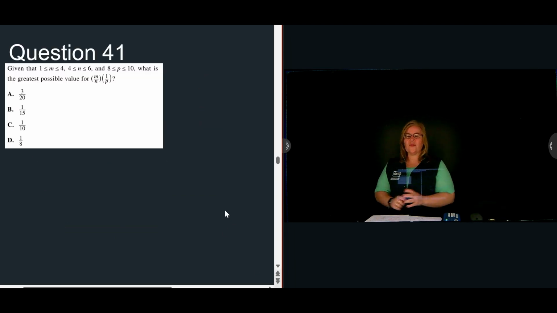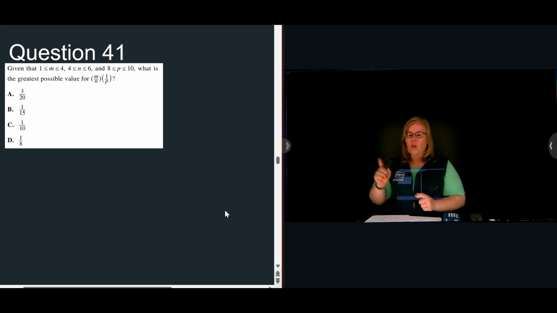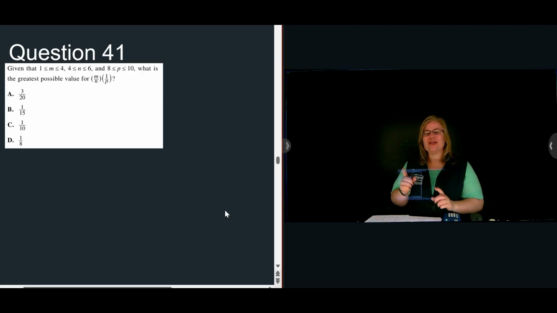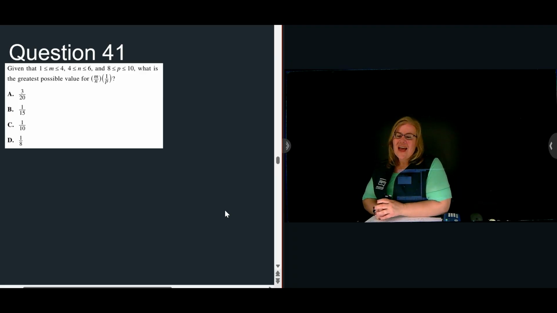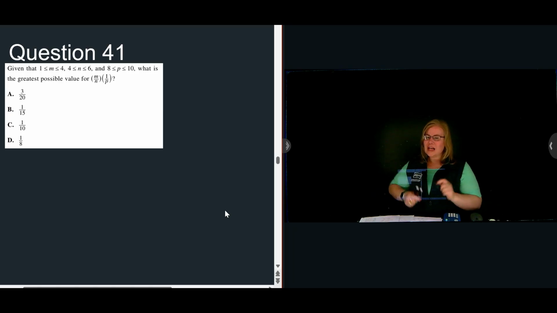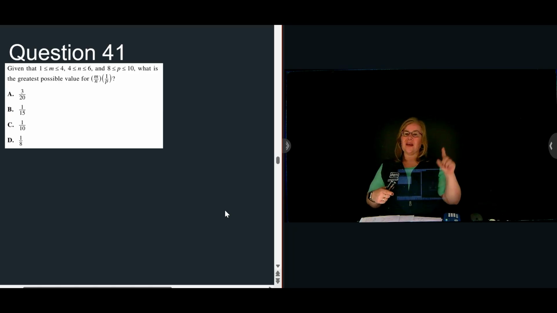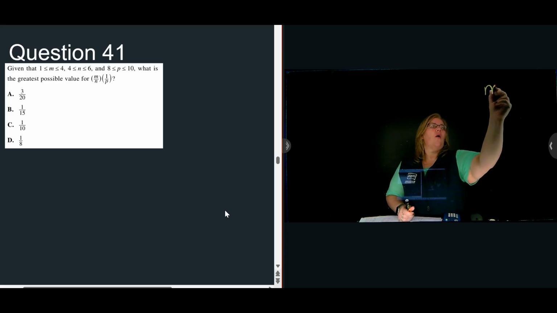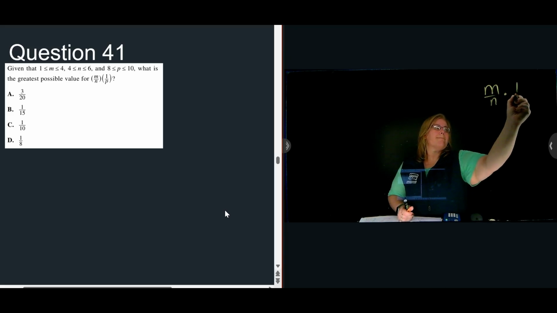Question 41 says, given that 1 is less than or equal to m, which is less than or equal to 4, and 4 is less than or equal to n, which is less than or equal to 6, and 8 is less than or equal to p, which is less than or equal to 10, what is the greatest possible value of m over n times 1 over p? So I'm going to go ahead and write that so we can remember what we're looking at.